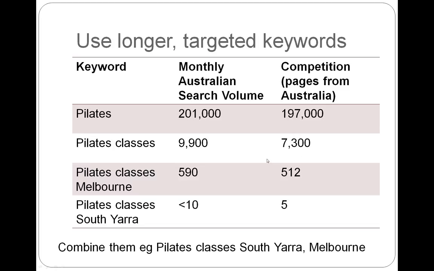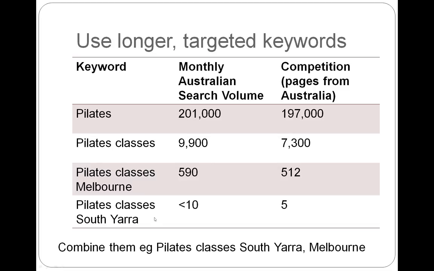So then drilling down, if you do service a targeted geographic area, think about including location-based words in your main keyword phrase, like your suburb or city. And here's an example. Pilates classes Melbourne, lower search volume, less competitive, but it actually relates to what you've got to offer and the area that you're offering them.